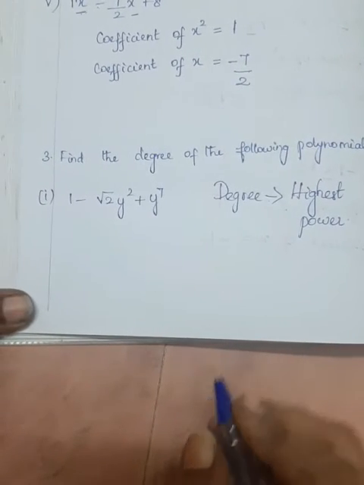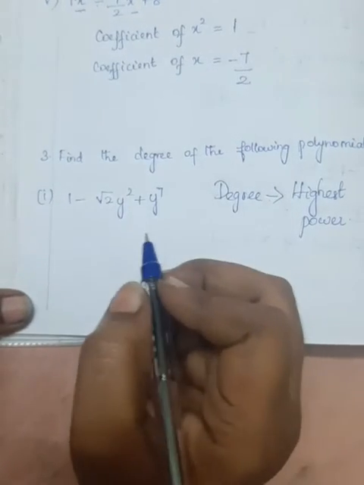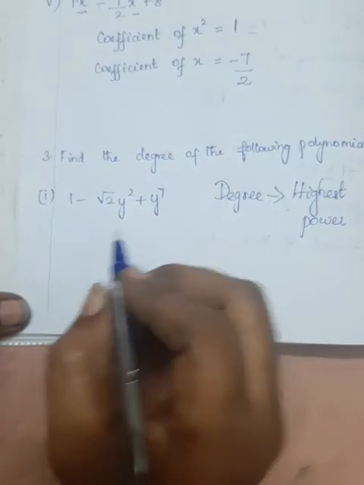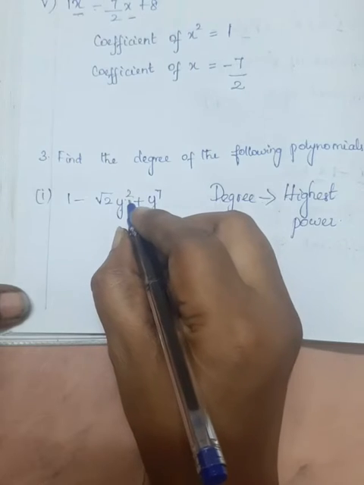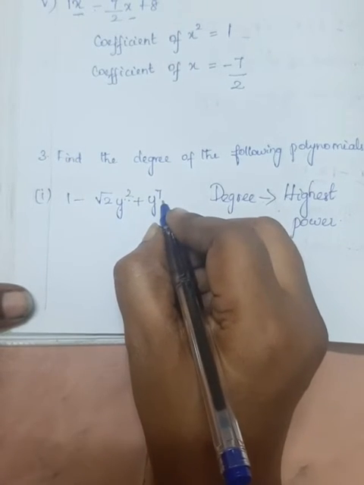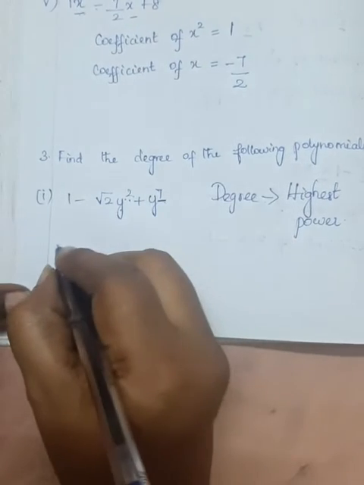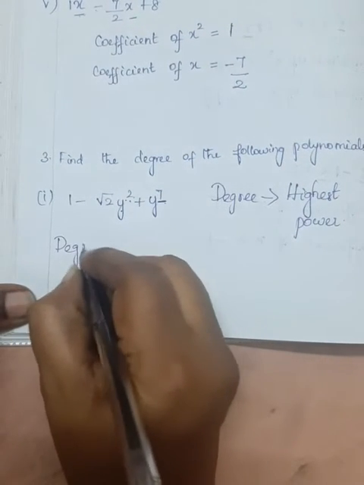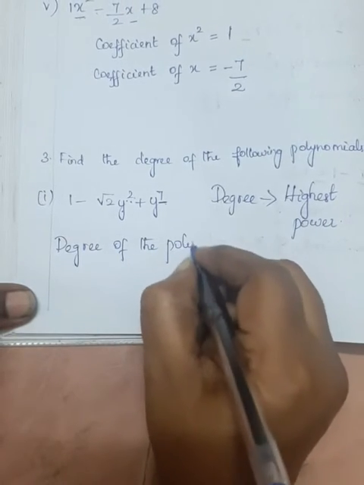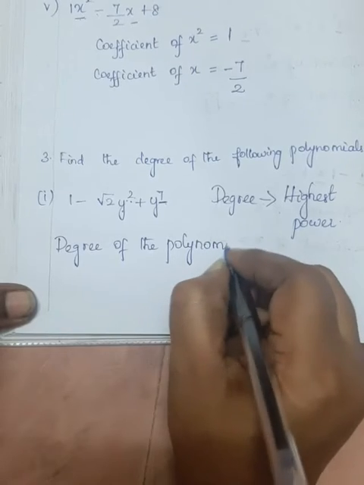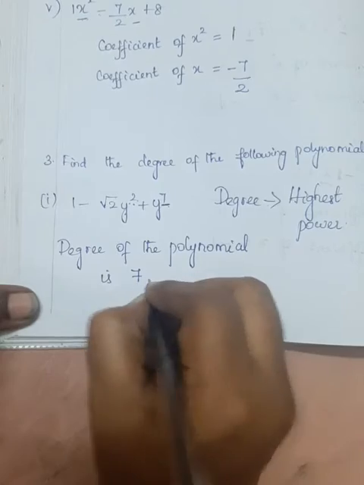Okay, children. So now, 1 minus root 2 y square plus y power 7. In this polynomial, power 7, power 2 I have, right? So consider this power 2 and 7 now. Which is highest? The highest power is 7. So what you will write, ma? The degree of the polynomial is 7. The highest power of this polynomial is 7. So the degree of the polynomial is 7 is the answer.